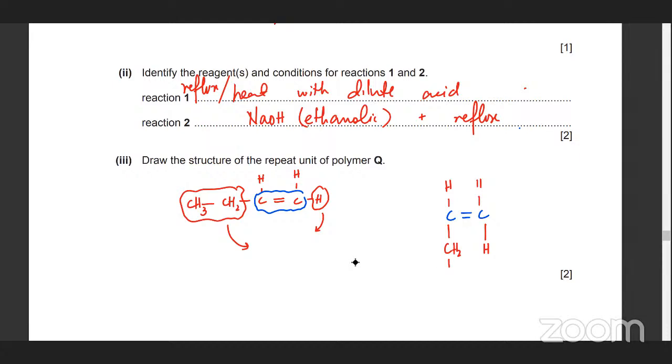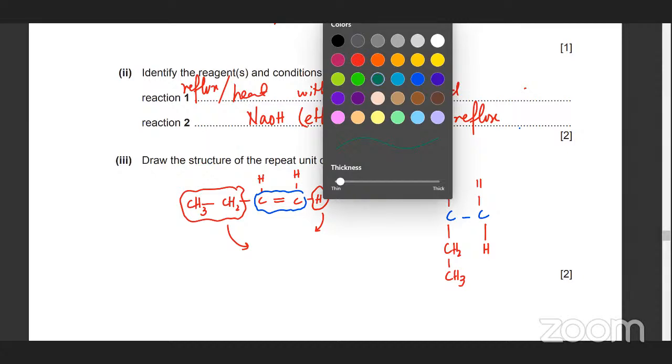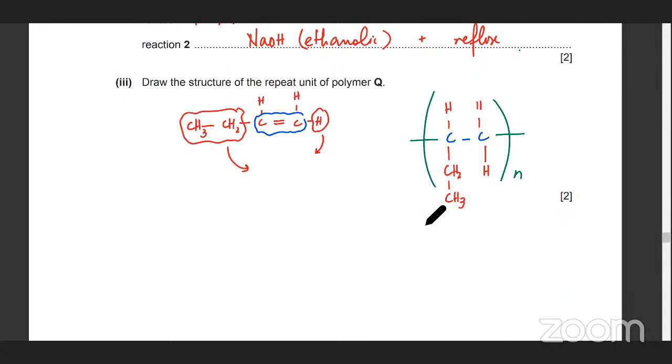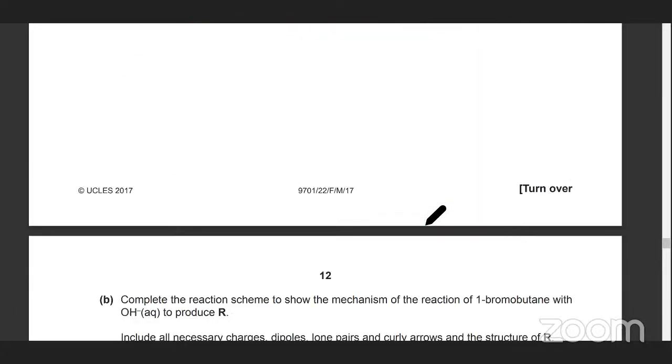So the CH2 and CH3 are going to be pushed downwards. And this is the form the polymer is going to take. And now the double bond is going to break and it will turn into a single bond and the carbons are going to get connected with the neighboring repeat unit and that's your molecule. So that's your polymer Q in this case.